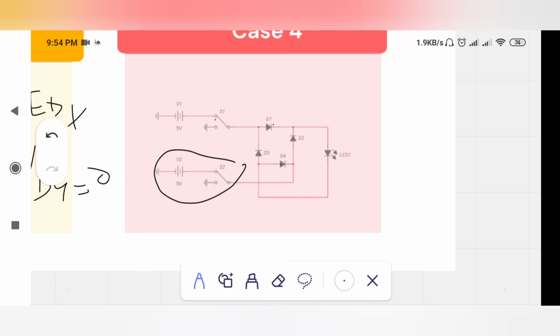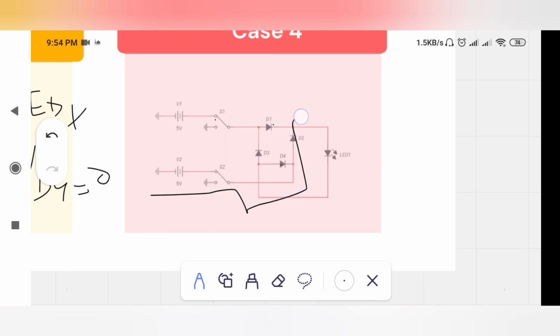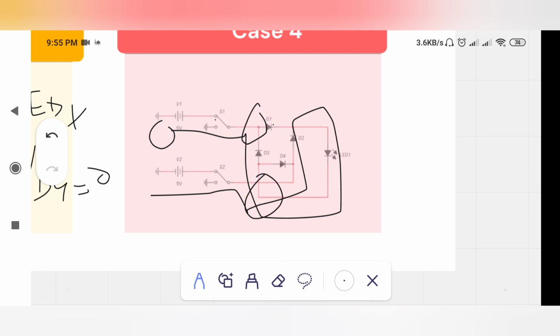Similarly, in case 2, the current would flow like this, but it doesn't have any lower potential. Both points are at the same potential, so there is no lower potential and no current will flow across the circuit in this case.